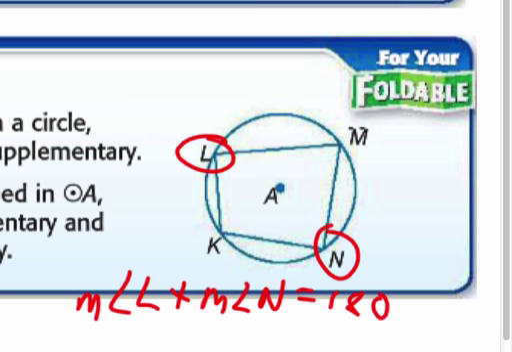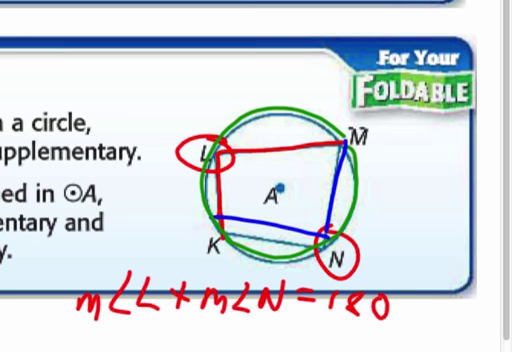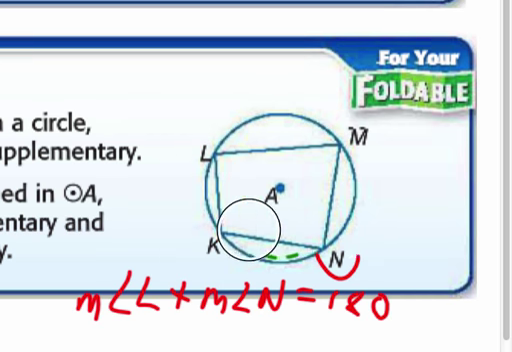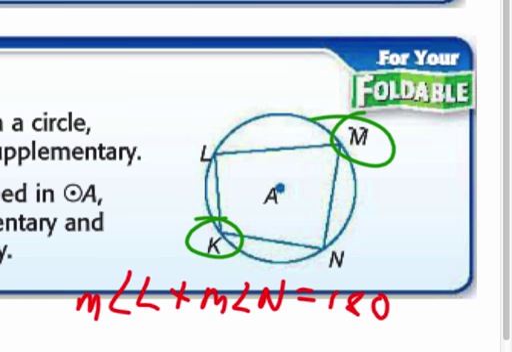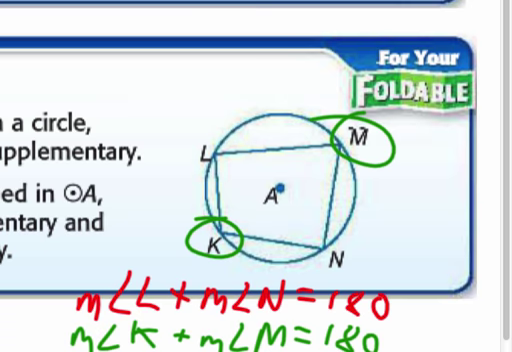And that should make sense, because if I think about it, L is intercepting that arc right here, and N is intercepting this arc right here, and those total 360, and half of that would be 180. So it kind of makes sense, right? So that also means K and M, so measure of angle K plus the measure of angle M is also 180. So opposite angles on inscribed quadrilaterals are supplementary.